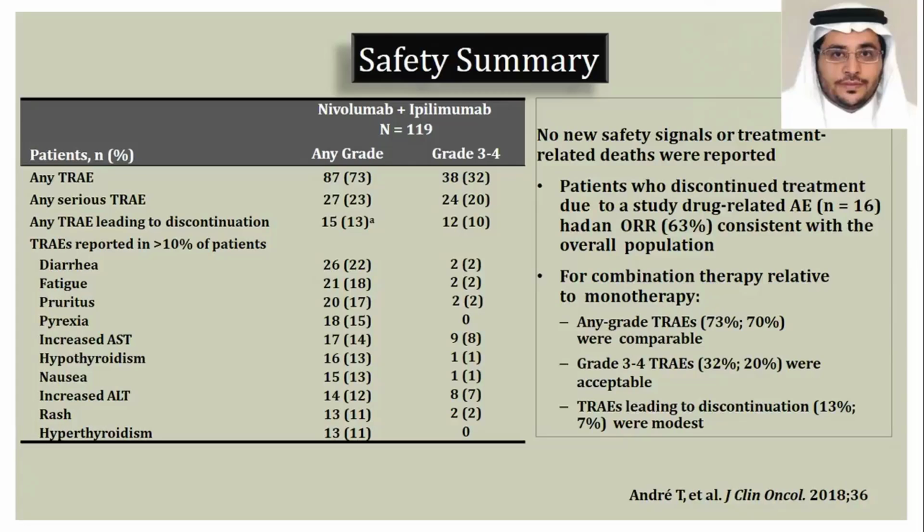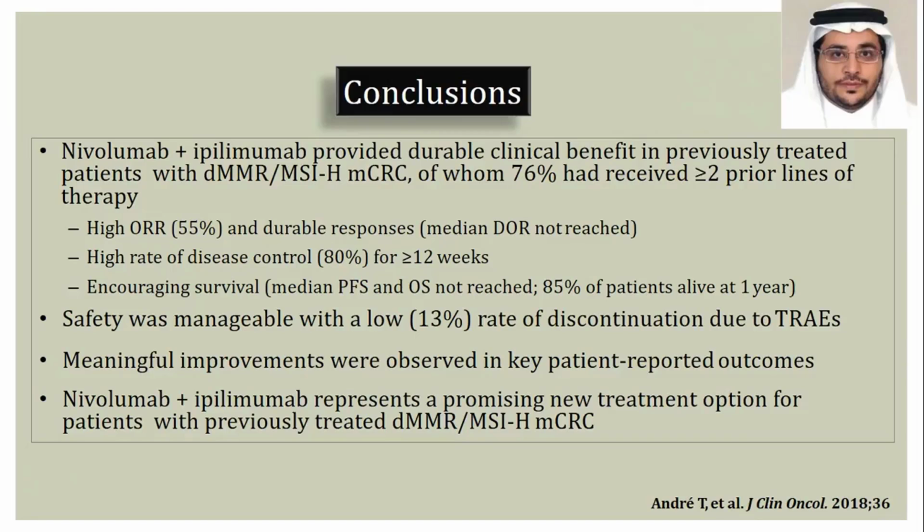Now, the side effects of this combination therapy. You remember that when nivolumab and ipilimumab were added in renal cell carcinoma, Shawqi and Ahmed, it showed huge side effects. This is not true in colorectal cancer, and we cannot explain why, although again it's only a phase 2 trial. Grade 3 and 4 diarrhea is only 2%, and most of the problem is increased ALT at 8%. So in conclusion, there is a higher overall response rate, durability of response, high disease control rate, and very encouraging overall survival, and progression-free survival has not been reached, with 85% still alive at 1 year, which is tremendously huge.